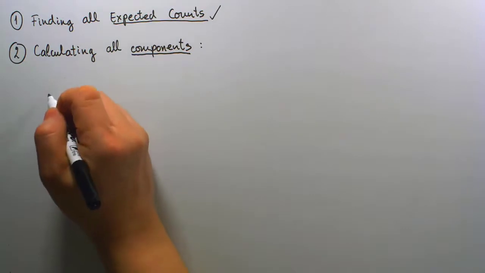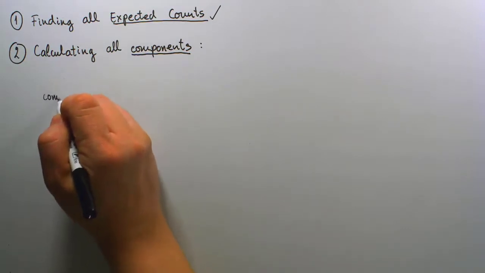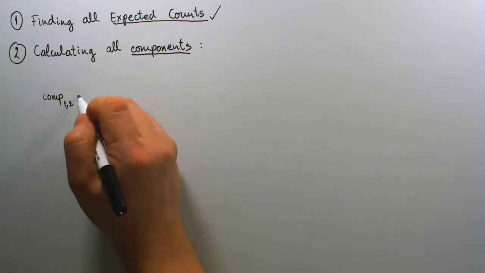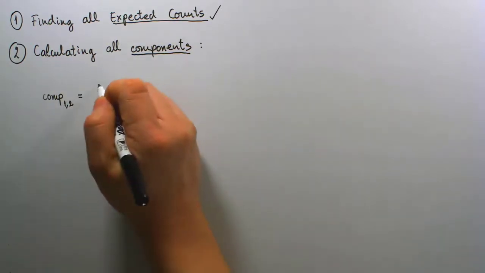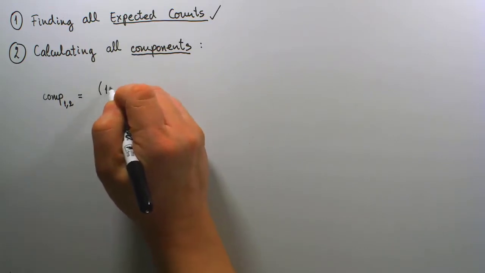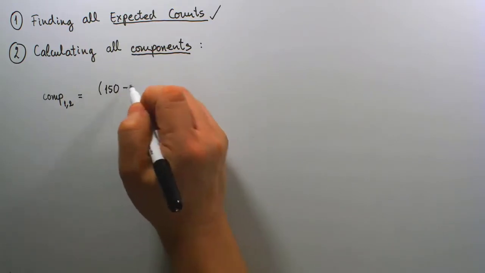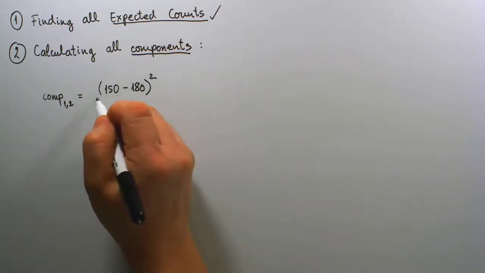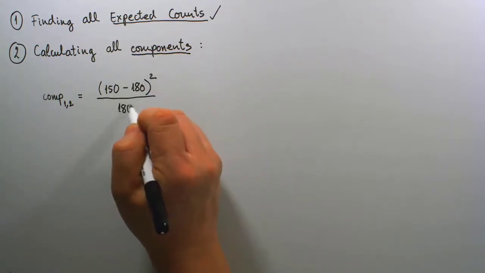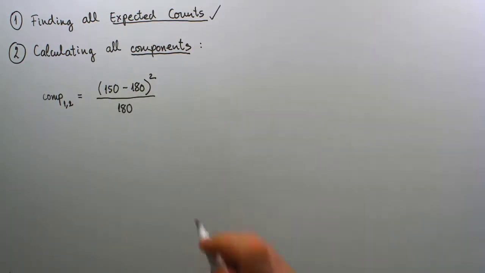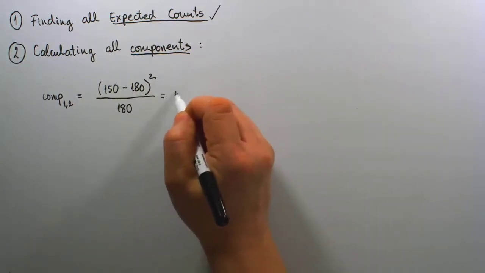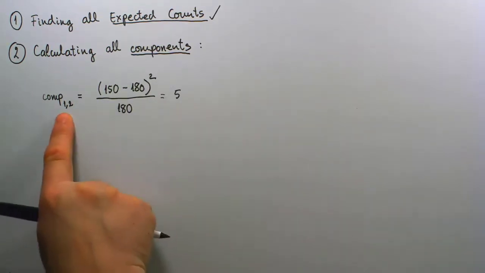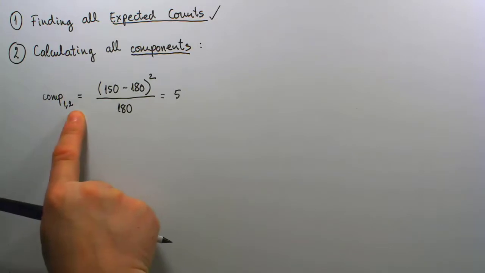So now let's look at the component value for row 1, column 2. Observed count there is 150. Now we're going to subtract 180, the expected count there. Then square the difference and divide it by 180, the expected count. My final calculation came out as a whole value, 5. So this is the component value for row 1, column 2.